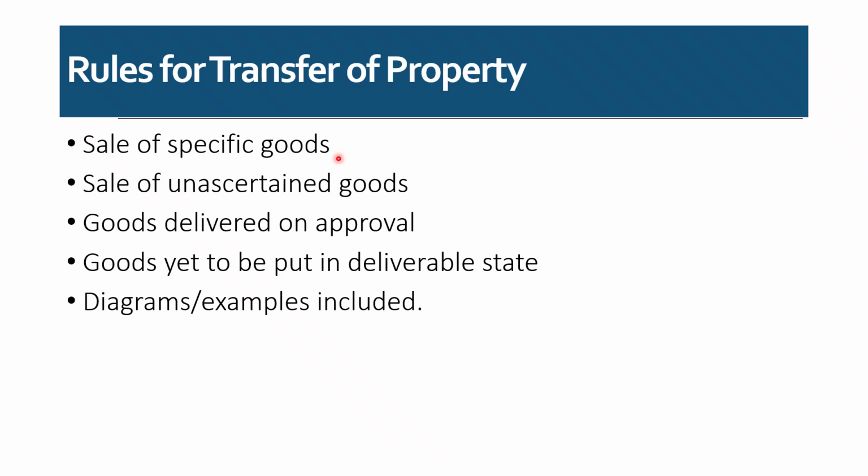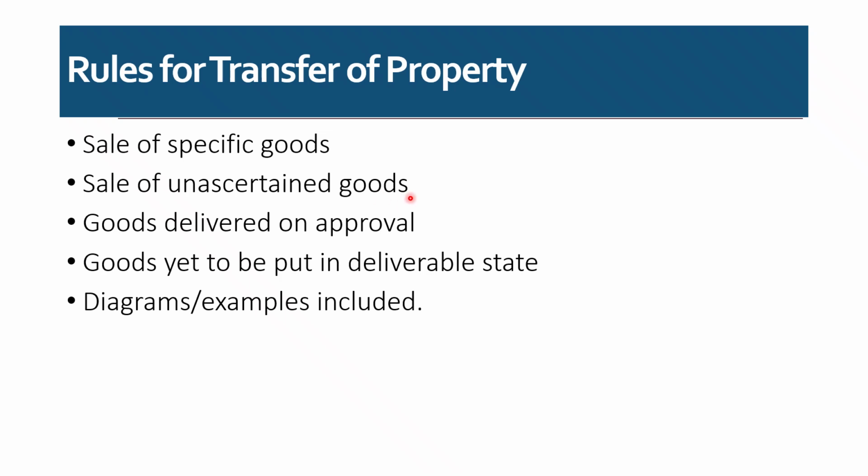Specific goods not in deliverable state, then what is to be done in this case? Here ownership passes only when goods are put in deliverable condition, like furniture ordered but polishing is incomplete. So ownership remains with the seller here.